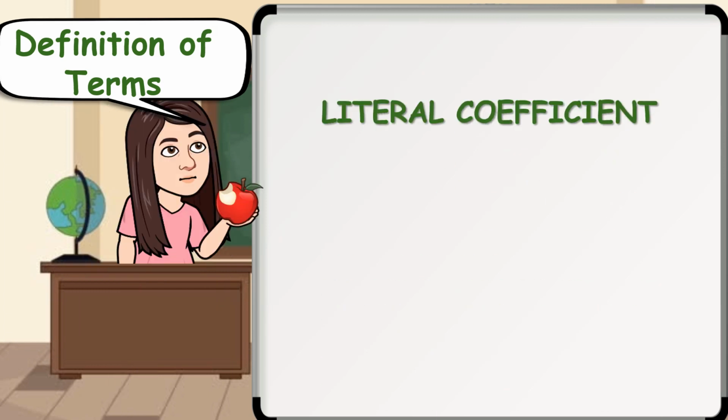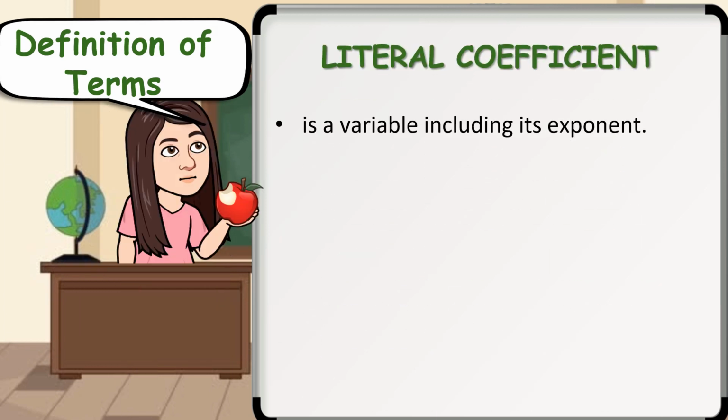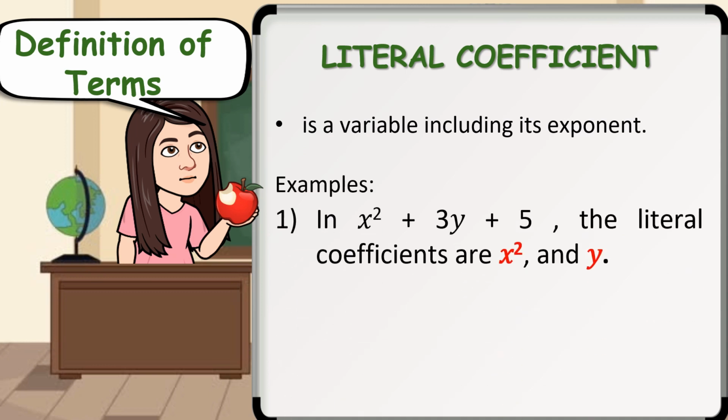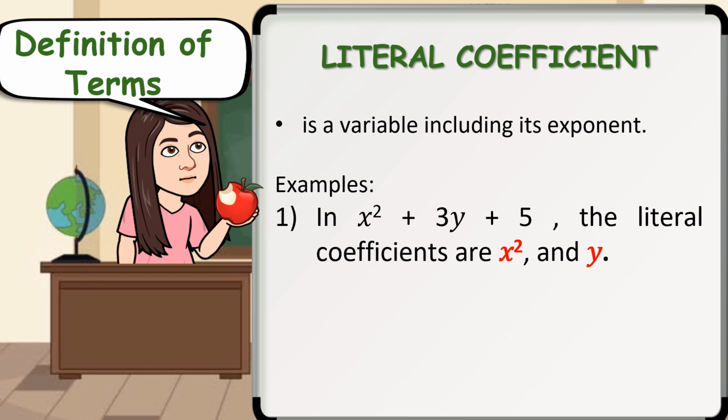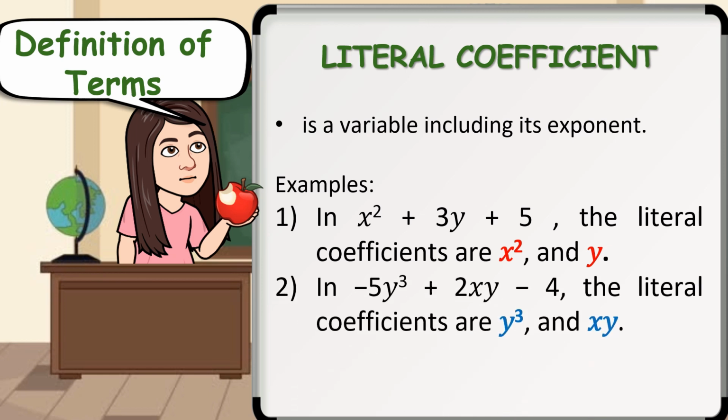Literal coefficient is a variable including its exponent. Examples: in x squared plus 3y plus 5, the literal coefficients are x squared and y. Example number 2, in negative 5y cubed plus 2xy minus 4, the literal coefficients are y cubed and xy.